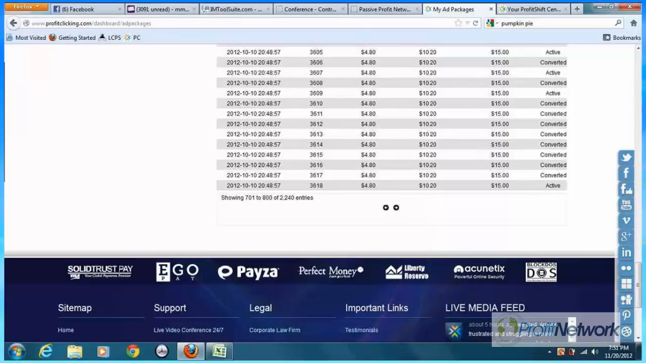Pretty much everyone's account was most likely affected in this profit shift, unless you were new and joined after October 15th, or you were old but you never made your first purchase until after October 25th. Okay, so those are two ways that you can tell.